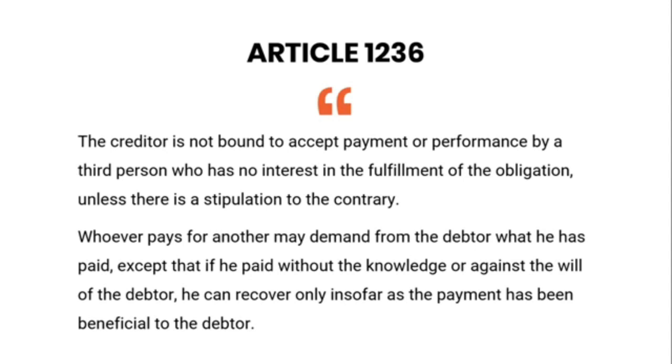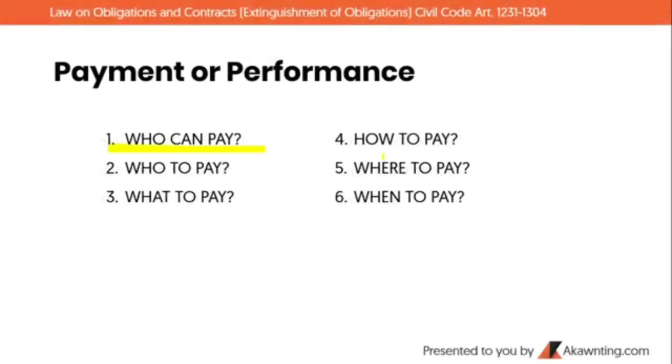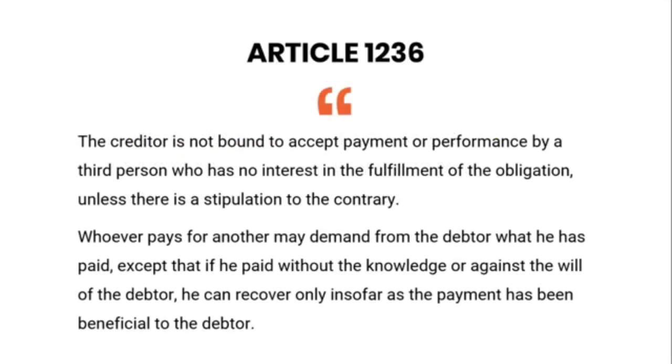So, this time hindi po tayo magdi-discuss chronologically ng article. Ibe-base po natin siya dito sa 1, 2, 3, 4, 5, 6 na questions na ito, and then hihila-hilain lang natin yung mga related articles, okay? So, Article 1236, yun yung first related article to number 1, who can pay.